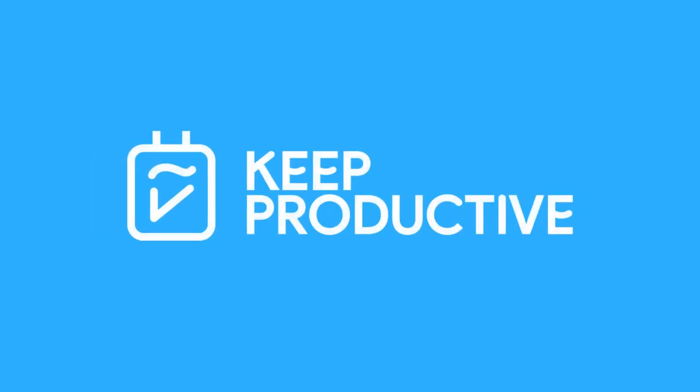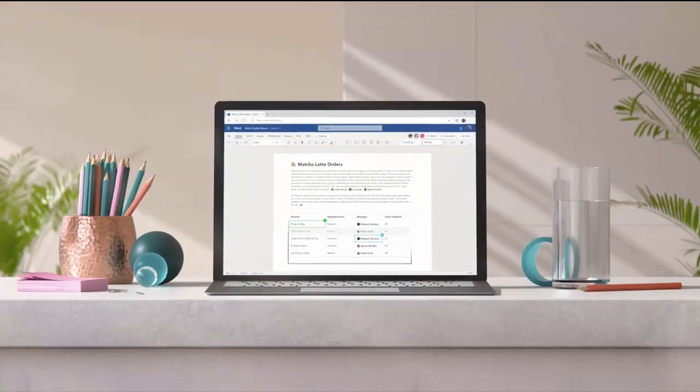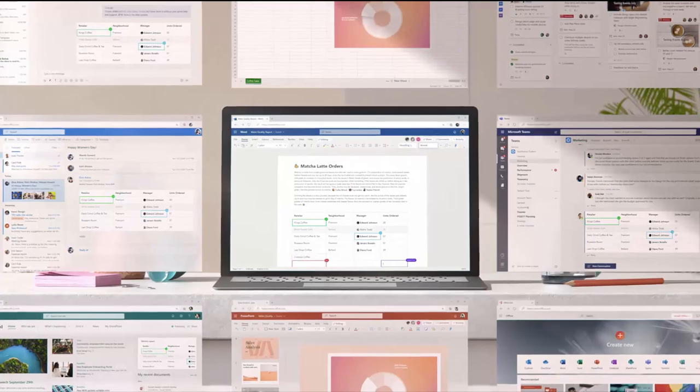So, Microsoft have something called Microsoft Fluid Components, and in today's video, I wanted to overview how they work and what it means for the future of Microsoft.